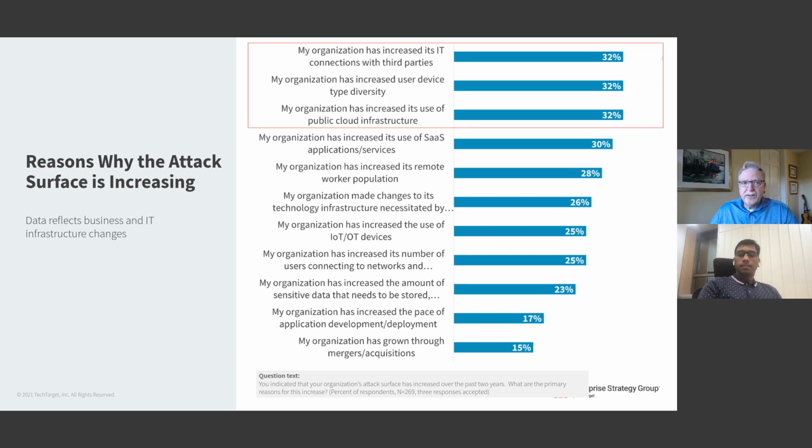The remote worker population, of course, has made a big difference. And so many of us are depending on personal devices, so devices not owned by our employer along the way. So it's super important that we are able to extend and have visibility there as well. And you see here, many organizations are increasing their use of IoT and OT devices and others.